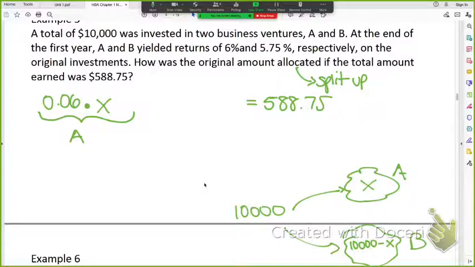You did 0.06 times X. So for B, what's your percentage for B? 0.0575 times, how much did I invest in B? 10,000 minus X. I keep doing that too many zeros business. Question? And from here, it's just solving. This one actually doesn't even have factoring or any of that in there.